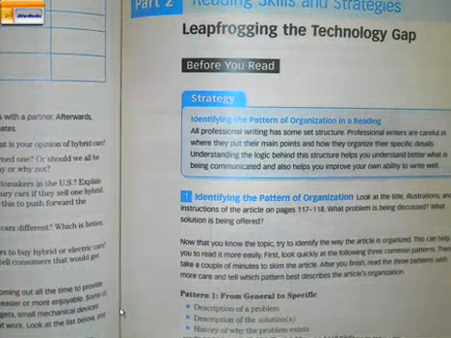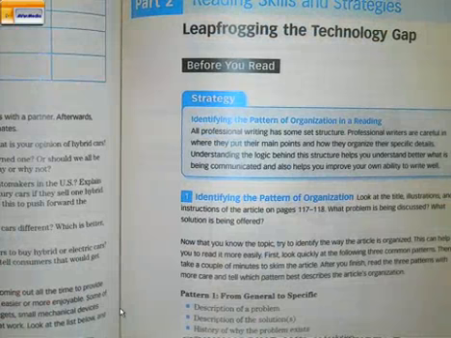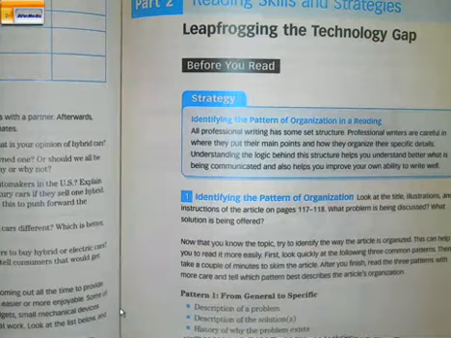We have the word technology. We know the word technology. And we have the word gap. You know the meaning of gap? Well, it is a space between two things. This is a gap. For example, between me and the camera, there is a gap. There is a space between me and the camera.